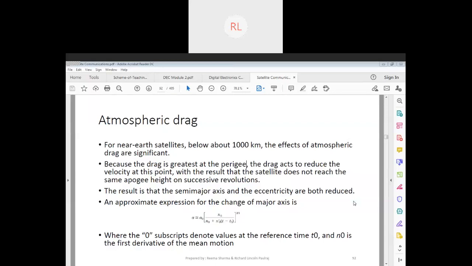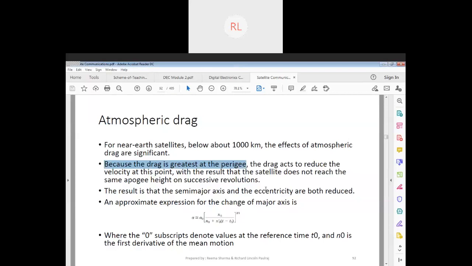So because of density. Why? Can you explain your answer? The altitude, the density increases, decreases. So the drag reduces. Okay, now what is a perigee? Thank you, Kishan. Now what is a perigee?